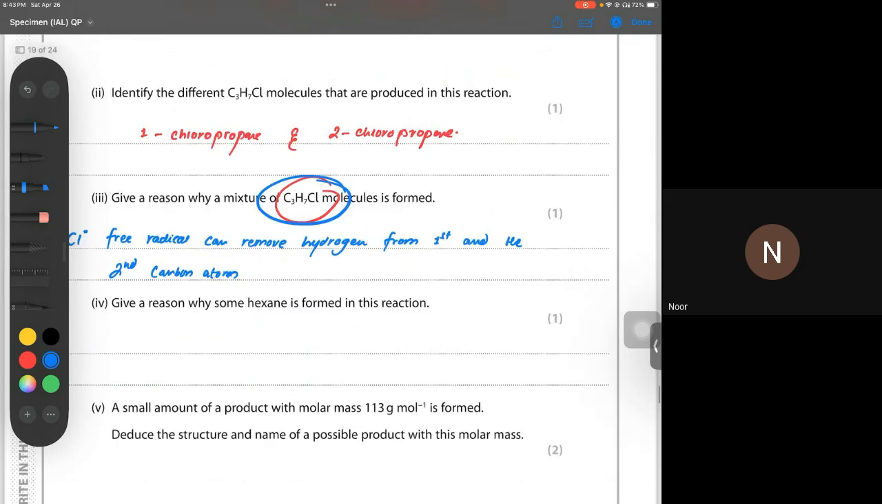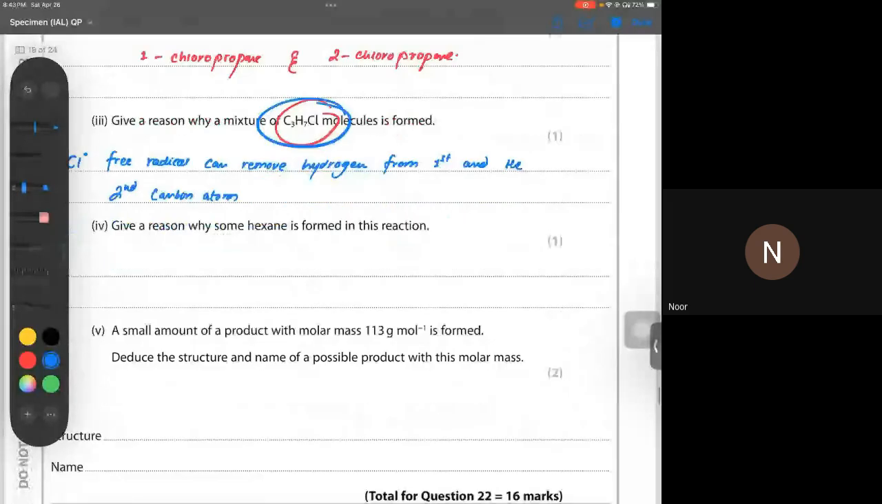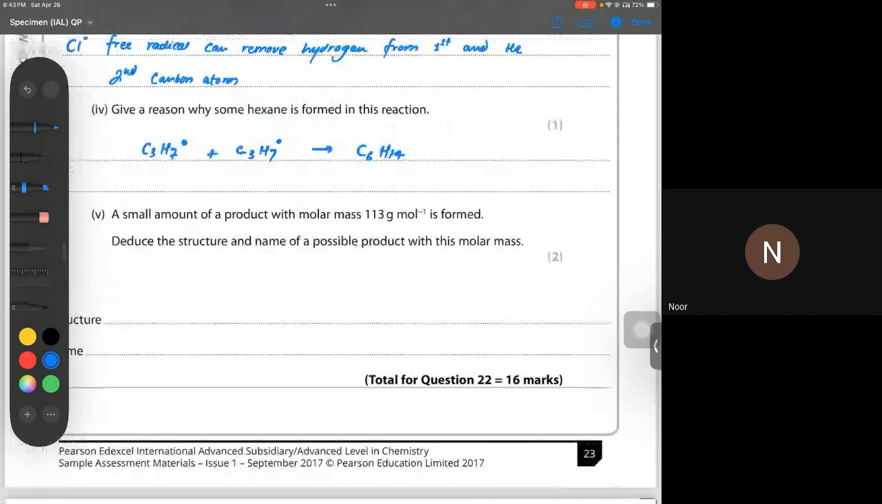It's understood. Give a reason why some hexane is formed in this reaction. Hexane, in the termination step, when we are supposed to terminate the radicals, of course the two radicals are going to react with each other. C3H7 dot is going to react with C3H7 dot and it would be forming C6H14. Of course, it's hexane. A small amount of product with molar mass 113 grams per mole is formed. Deduce the structure and the name of a possible product with this molar mass.